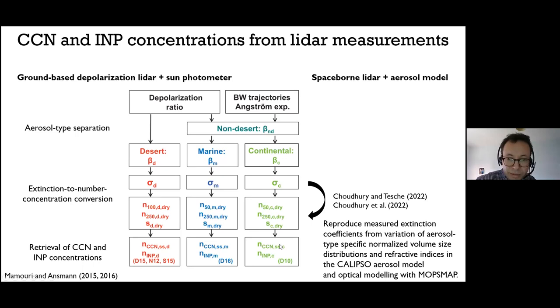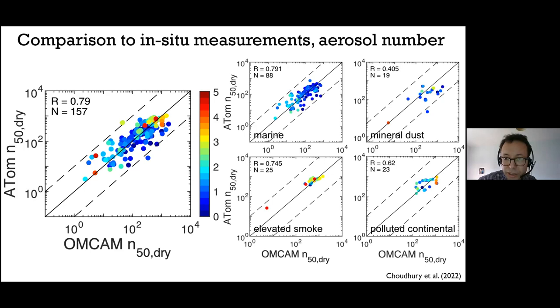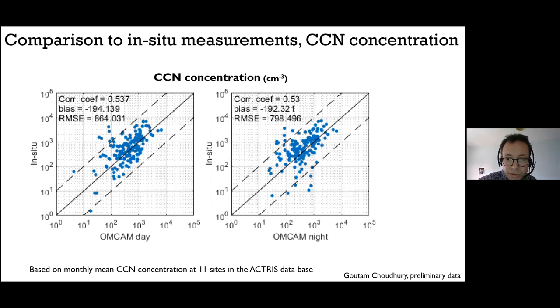And we can compare this to airborne in situ measurements that we can see here. This is for an aircraft campaign called ATOM. And we can see that the agreement between the number of the particles that are likely to act as CCN that we retrieve from Calypso observations and what is retrieved in these airborne measurements is actually quite good. And we can also now disentangle this for different aerosol types that are resolved in the aerosol model of the spaceborne LiDAR instrument. And we can see that even for the different aerosol types, this works quite well. We can do this for the CCN concentrations as well. This is preliminary data, so the picture quality is not that good. But we can see that if we compare CCN concentrations using Calypso observations to in situ measurements, then also we get an agreement which is acceptable given the nature of this data.